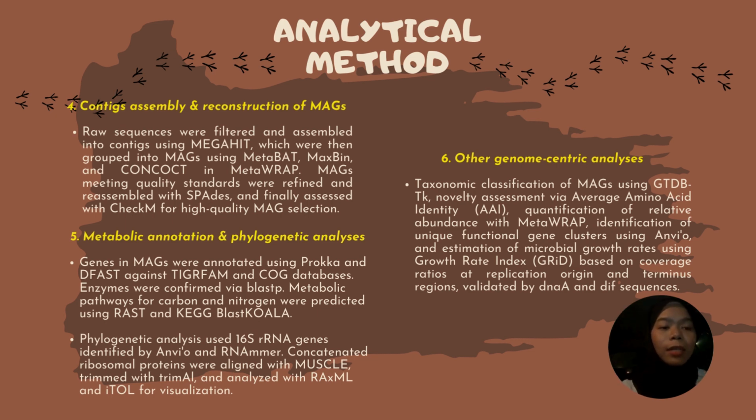Number 6, other genome-centric analysis: taxonomic classification of MAGs using GTDB-Tk, novelty assessment via average amino acid identity, AAI, quantification of relative abundance with MetaWRAP, identification of unique functional gene clusters, and estimation of microbial growth rate using the growth rate index, GRiD, based on coverage ratio at replication origins and terminus regions, validated by DNA and different sequence.